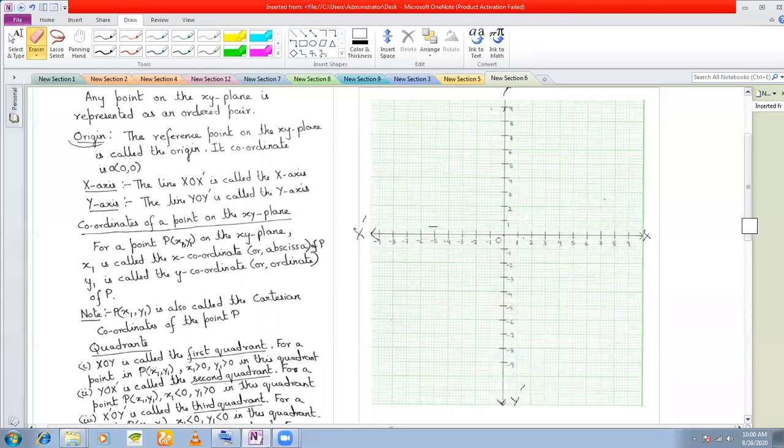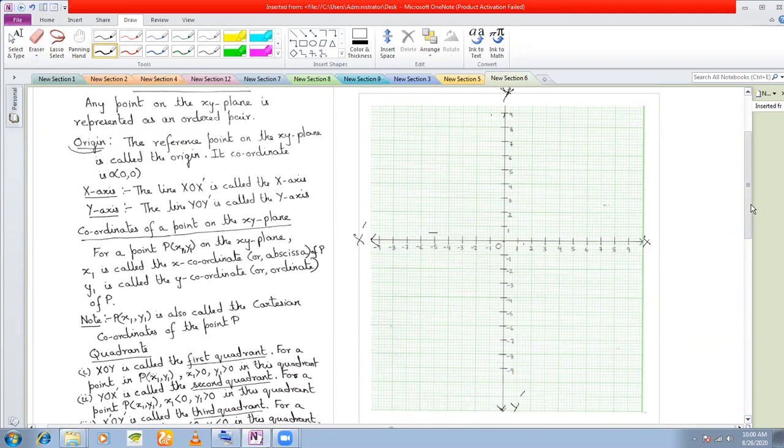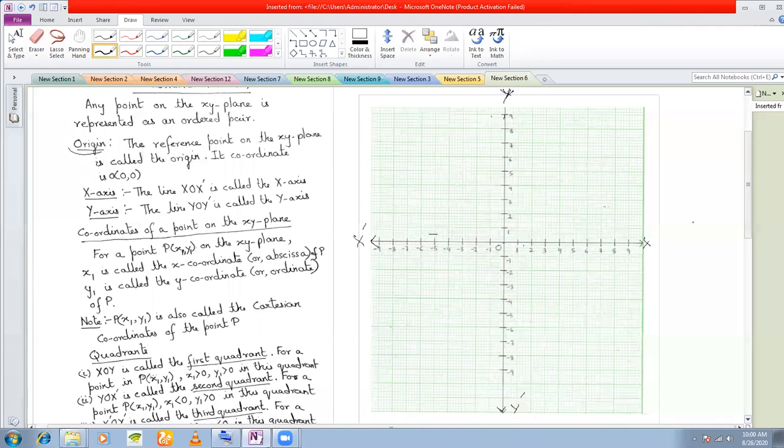Now what we see here is how to locate any particular point. Suppose I give you an ordered pair of numbers, 4, 3. Let us call this point P. I want to locate this point on this XY plane. Now, what is the sign of this abscissa? It is +4, right? And what is the sign here?